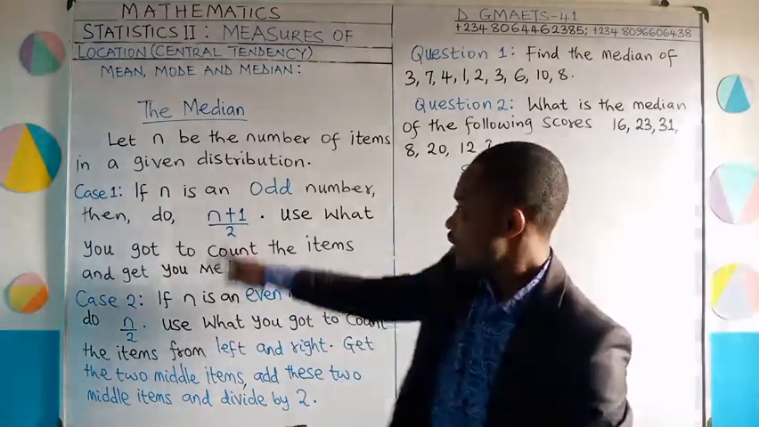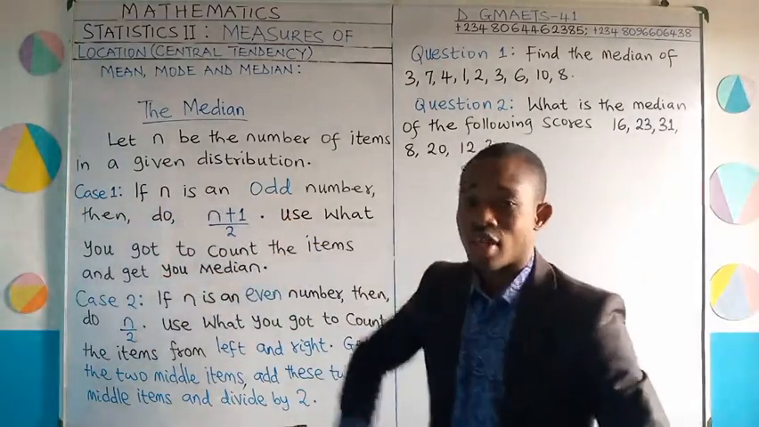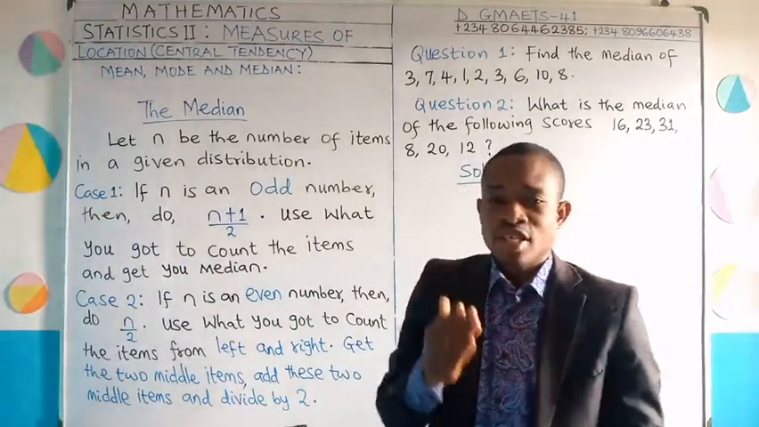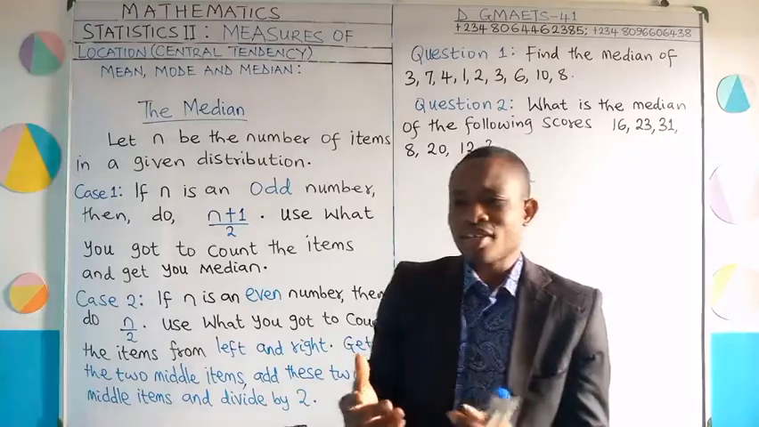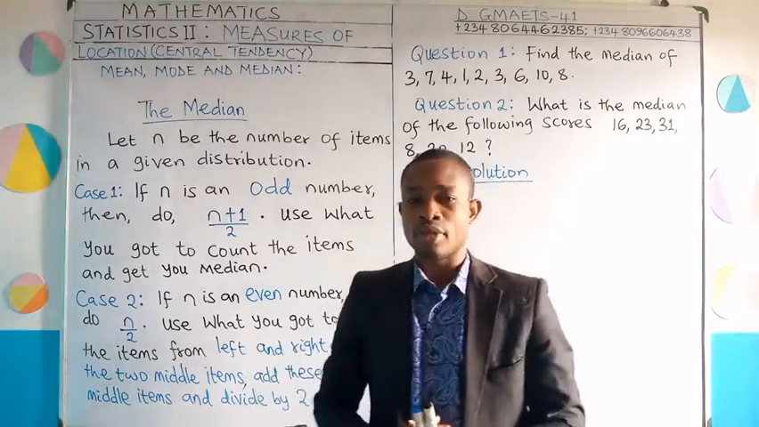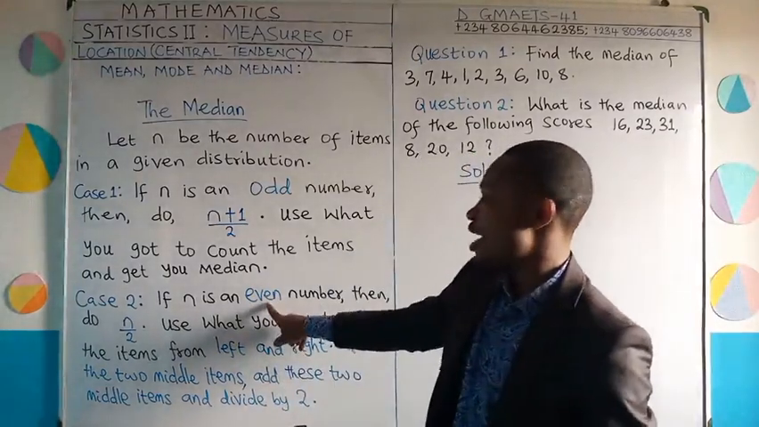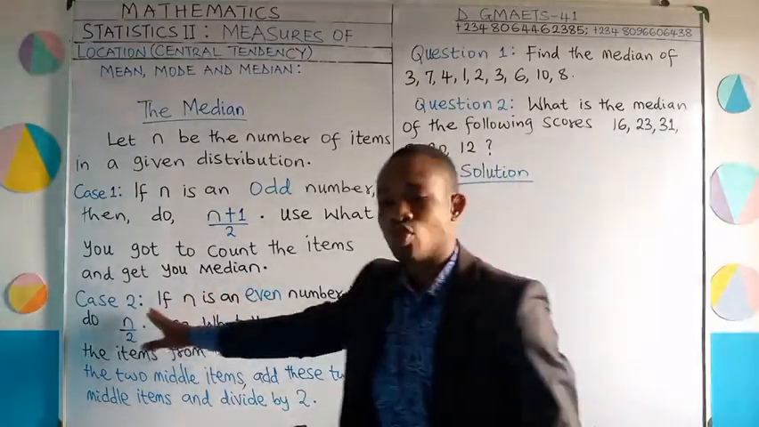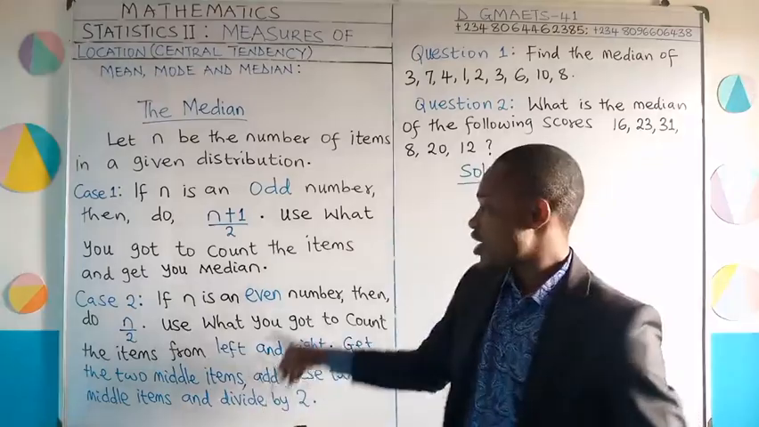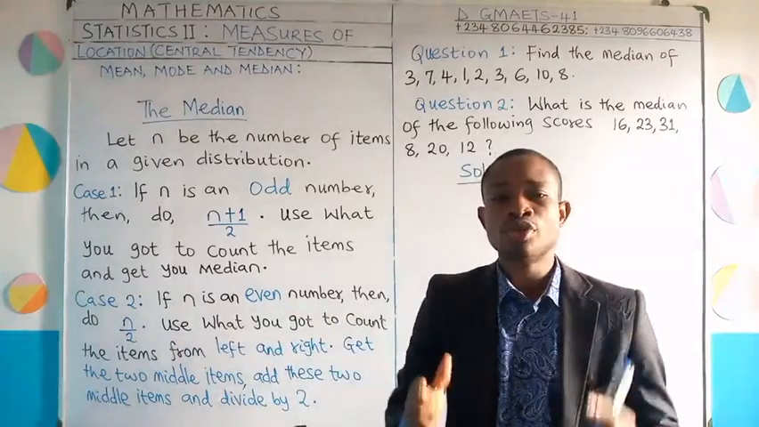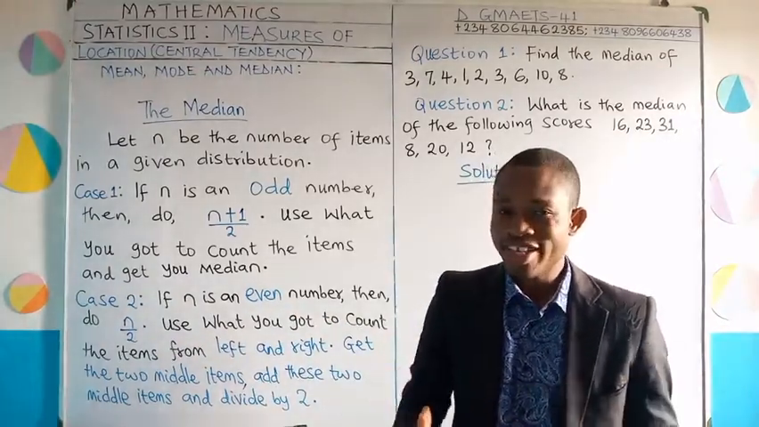But remember, that is when n is what? Odd number. Now, you also need to check, because if n is not an odd number, let us assume that n is an even number, so we are looking at case 2 now. If n is an even number, this is what you will do to get your median.